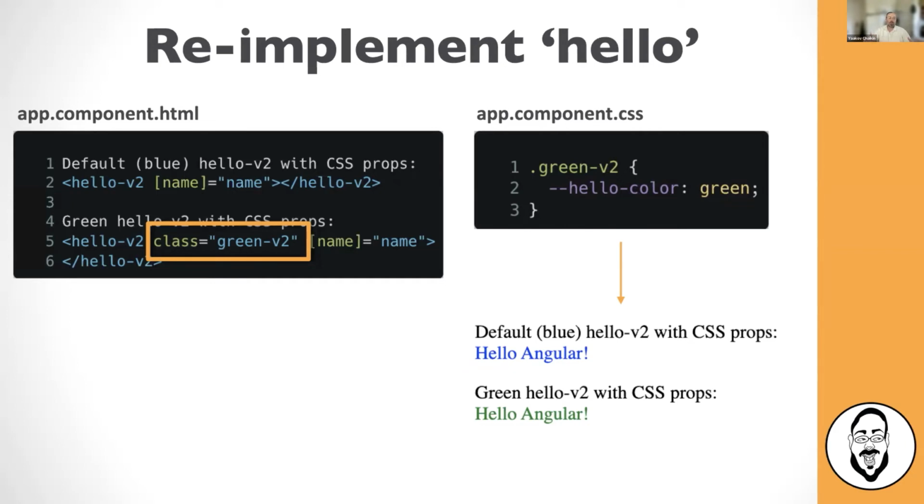I don't need to know whether tomorrow the author of the component is going to want to change the div that says hello to a paragraph tag. It doesn't matter to me. I'm just declaring and saying the hello color that you've published as your CSS API, I want to be able to provide green as its declarative property.